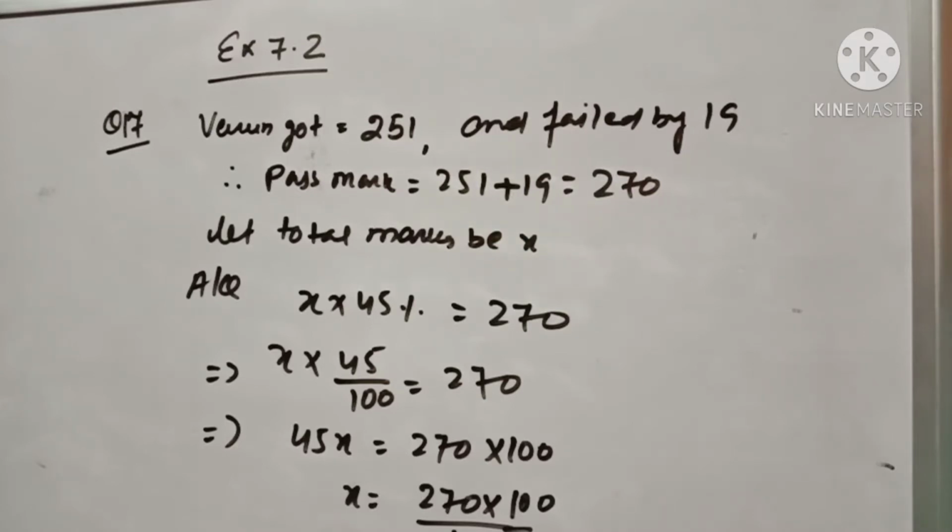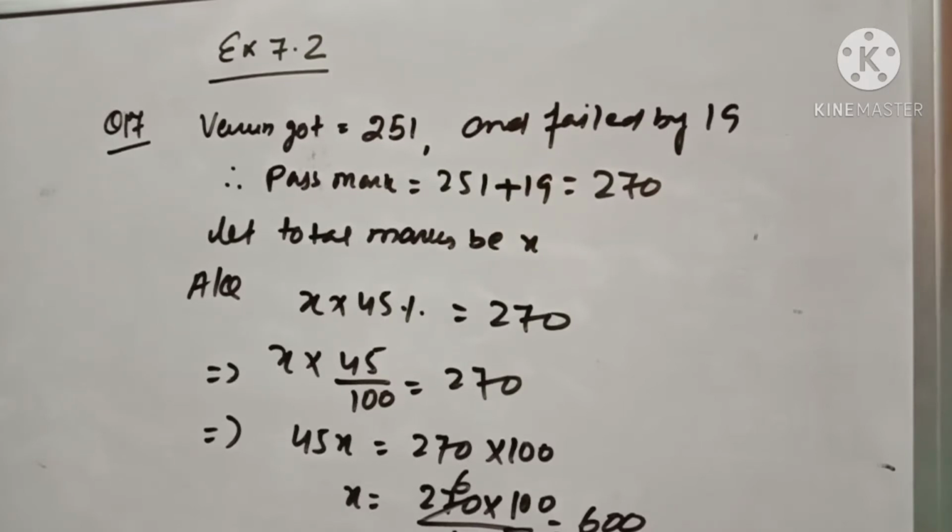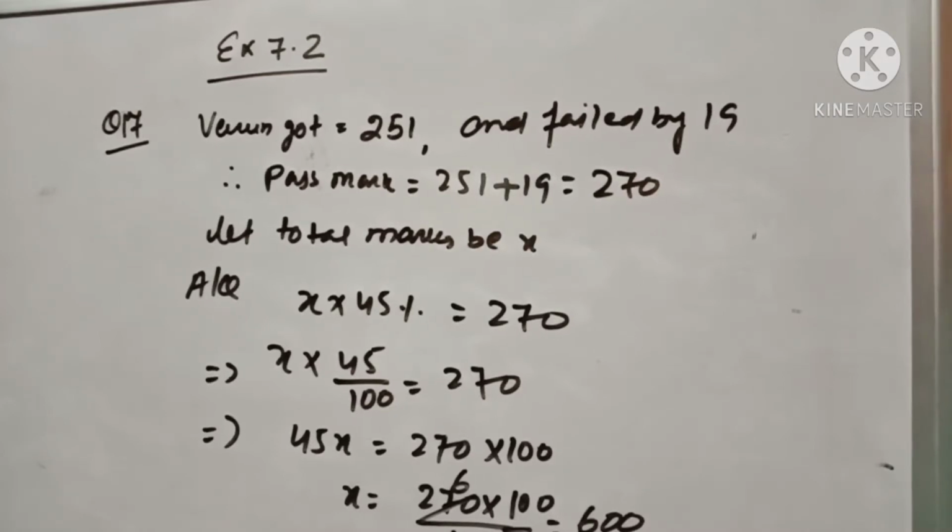Now this means it will go 45 into 6, so it will come 600. So therefore total marks equal to what? Therefore total marks, what you have to find is the maximum marks, means maximum marks equal to 600. So write down please.